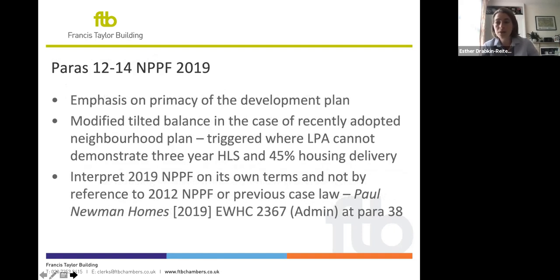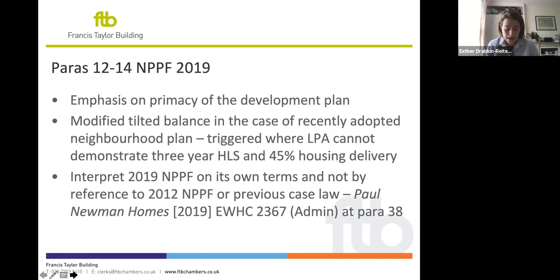So paragraph 11 is followed by paragraphs 12 to 14, which are also relevant for the tilted balance. Paragraph 12, again, along with paragraph 11C, notes the primacy of the development plan and it refers implicitly to the statutory presumption in section 38(6) of the Planning and Compulsory Purchase Act 2004, again reminding local planning authorities to determine applications in line with the development plan where there is an up-to-date development plan. And it also emphasises that neighbourhood plans form part of the development plan and that the statutory presumption applies to those plans too.